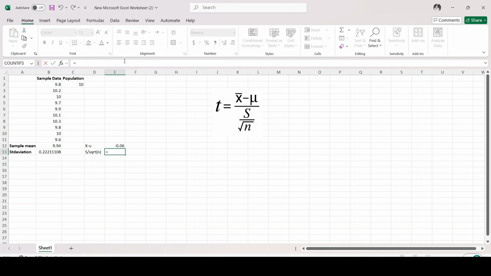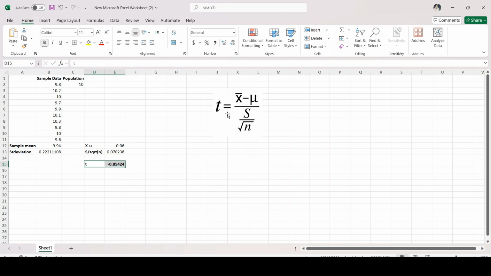So how can we find it? Here we just have to find the standard deviation value divided by the square root of n. So what is the n? N is the total number of values, which is 10. So this is the numerator and this one is the denominator, right? And the t value would be, so can we do this one first? Select this one and divide by this value, right? So this will be the t value.